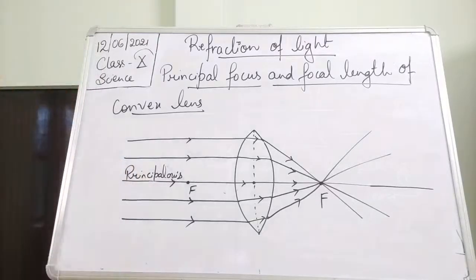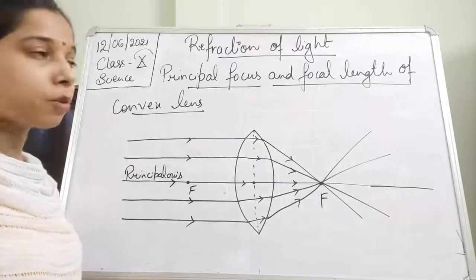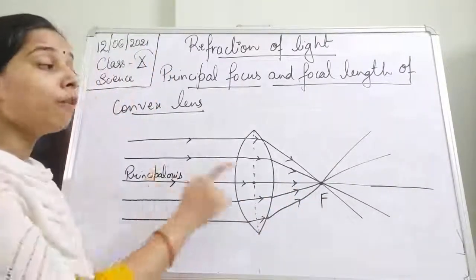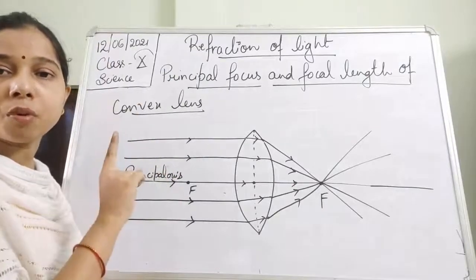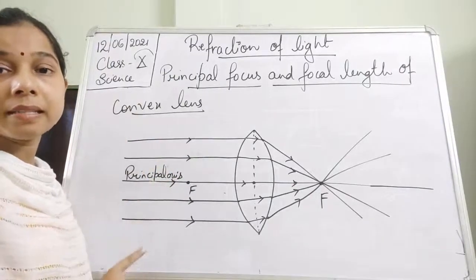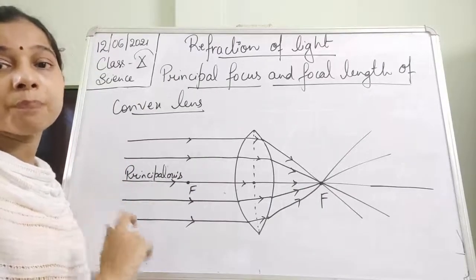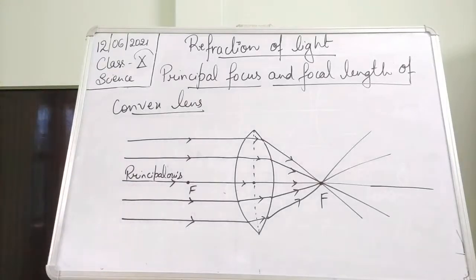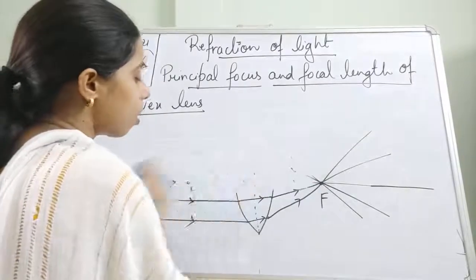Okay. Now, on the basis of that, we can define the principal focus, but you can see here, students, that there is not only one focus, but there are two focus in case of a lens. In case of a mirror, there was only one focus, but here in case of a lens, there are two. So instead of using the term focus, we use the term foci. Okay. So now we can write the definition of the principal focus in case of a convex lens.